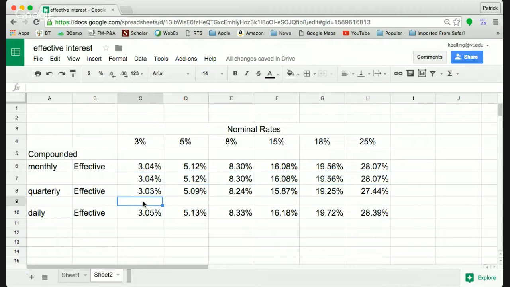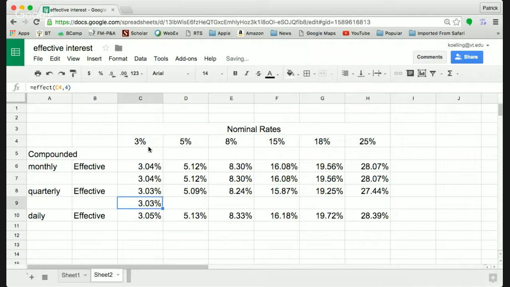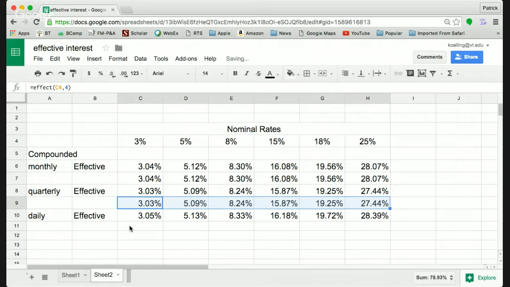If it's quarterly, nominal rate, 3%. Compounding periods, 4 per year. And again, same thing.